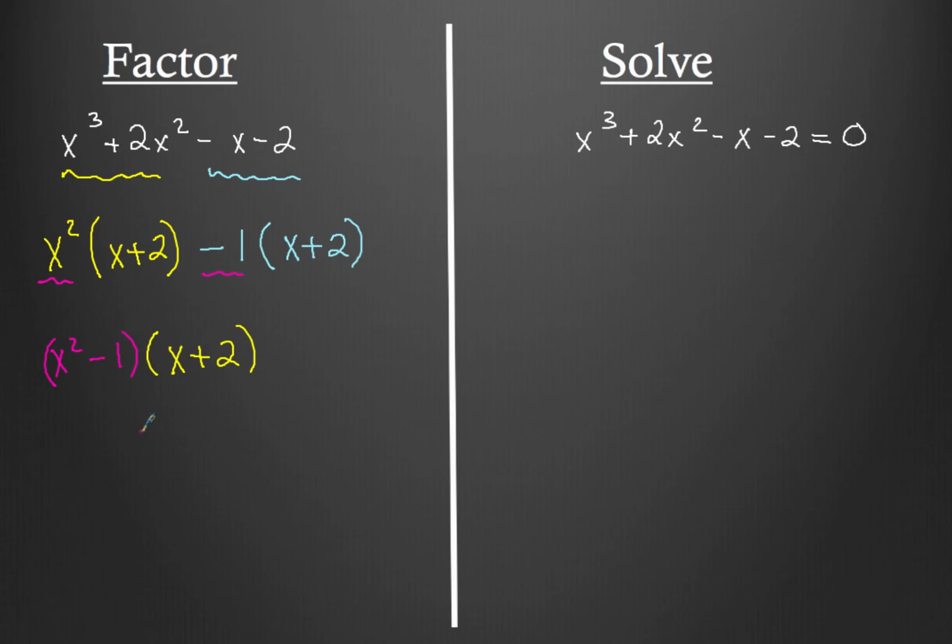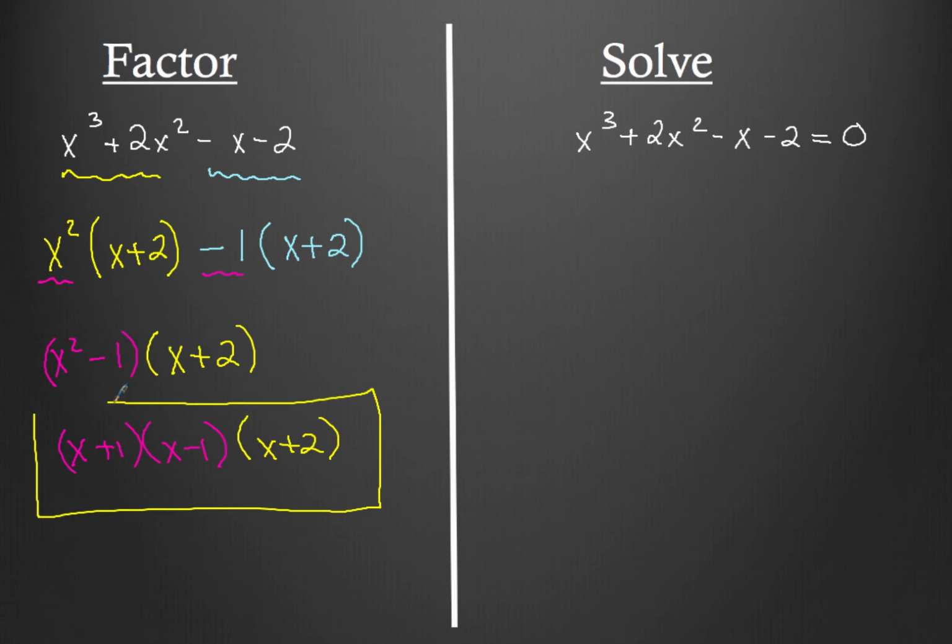You should recognize x squared minus 1 will factor into x plus 1 times the quantity x minus 1. And then lastly, we're going to have x plus 2. So the correct factorization of x cubed plus 2x squared minus x minus 2 is simply x plus 1, x minus 1 times x plus 2. That's it. Now solving is going to be a little bit different.